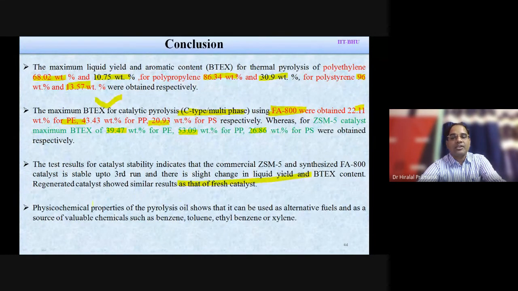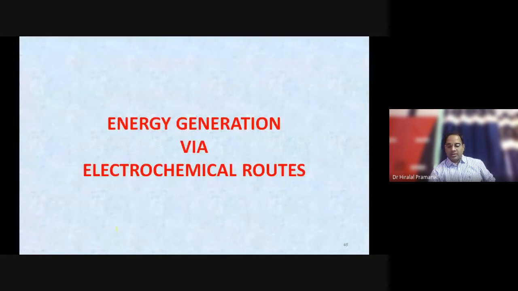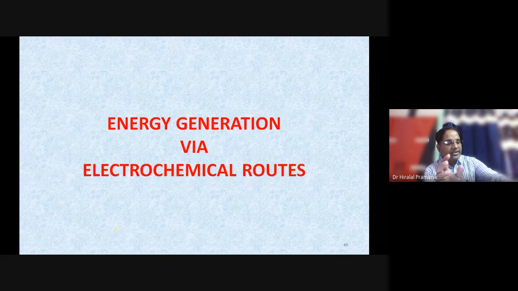This is another observation. Physicochemical properties of the pyrolysis oil show that it can be used as alternative fuel and as a source of valuable chemicals such as benzene, toluene, ethyl benzene, and xylene. So this is the first part, chemical conversion. Using a chemical route, we can get energy from waste material, but energy content material, right?